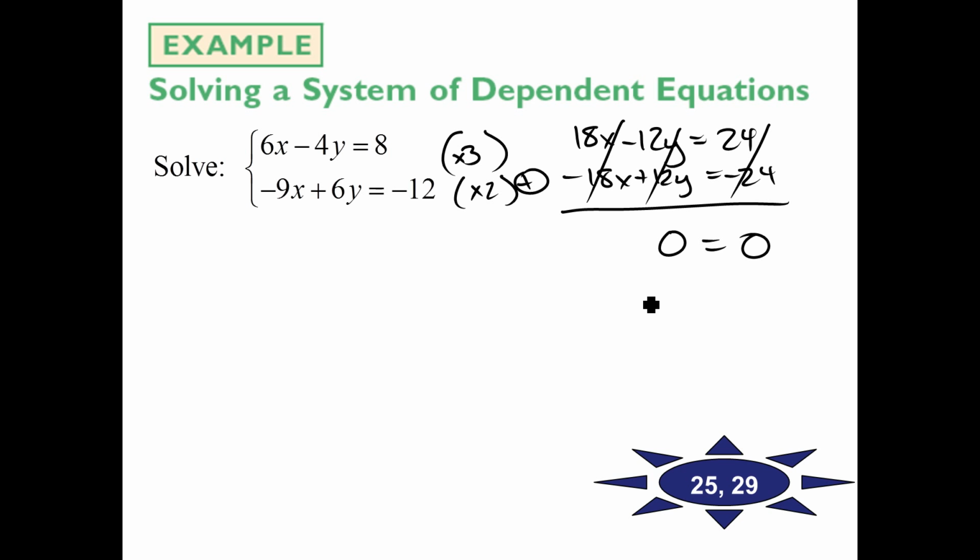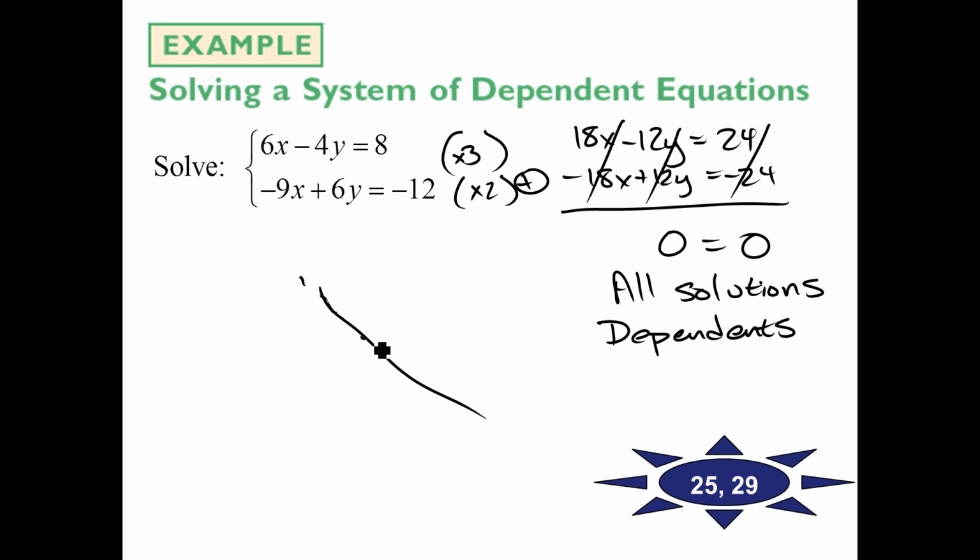When is 0 equal to 0? Always. We have all real solutions. In fact, all imaginary solutions would work here as well. 0 is always equal to 0, so all solutions. And we have a dependent system of equations. Alright, which means that that line and that line are the same. They're lying on top of each other. Alright, so knowing that, try problems 25 and 29.